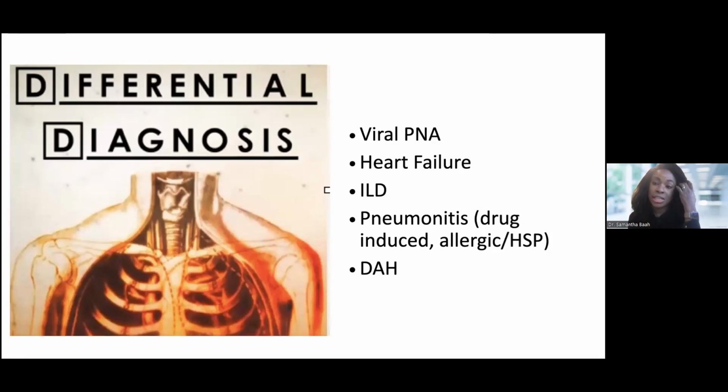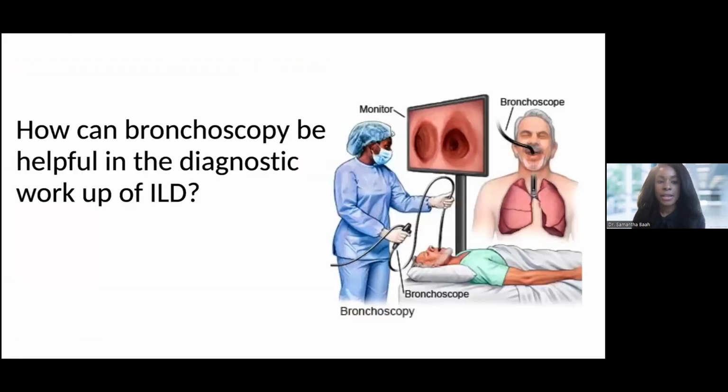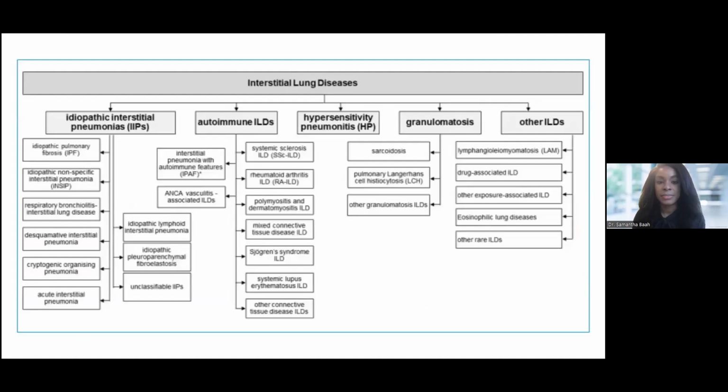There weren't any medications on his list that are classic for drug-induced pneumonitis, but could it be a different type of pneumonitis, maybe from an allergic reaction like hypersensitivity pneumonitis? Or could it be diffuse alveolar hemorrhage, which often can be associated with heart failure, but can also be associated with an autoimmune condition that may be undiagnosed? Okay, so how can bronchoscopy be helpful in the diagnostic workup of interstitial lung disease?